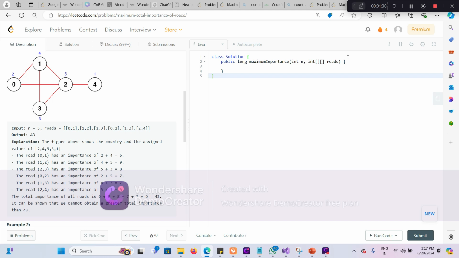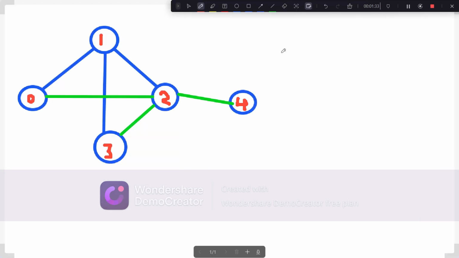Let me draw some diagram. This is our diagram, the one which is given in the question itself. Here these are 0, 1, 2, 3, 4, and they are connected. First of all, what we have to do is find the degree of every node. I'll tell you why we need it, just wait a minute. So we first find the degree of all of them. Let me draw the list of it.